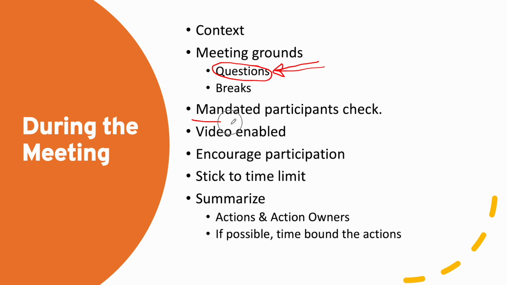And when you start the meeting, you have to do a participation check, like whether the mandated participants are there or not. If you're not sure, you can ask the group, from our side everybody is present. Is there anybody who is missing from XYZ team? Should we be waiting, or is it good that we start? So that mandatory participants check is a mandatory thing to do.